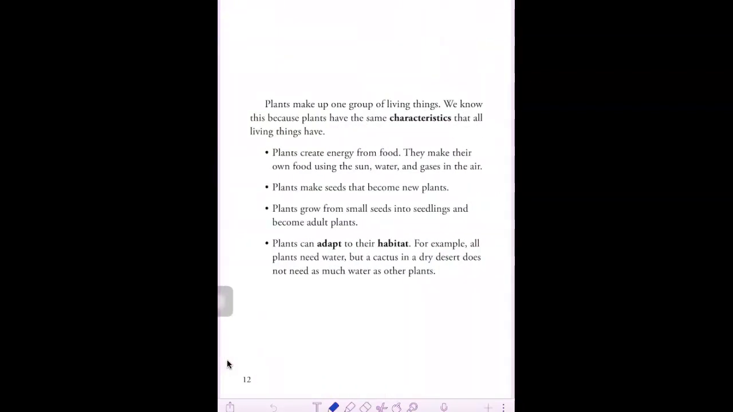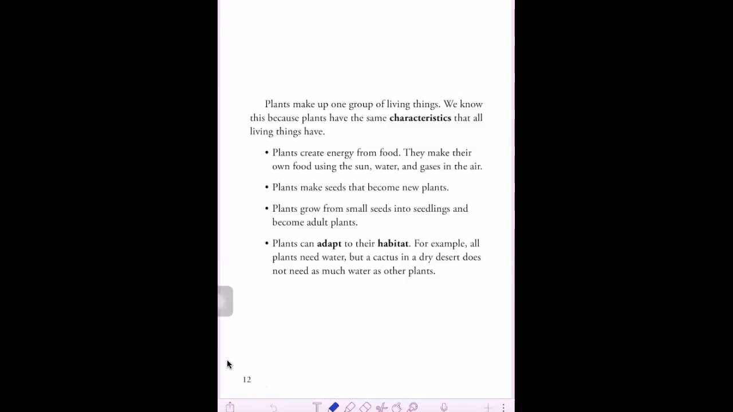Page 12. Plants make up one group of living things. We know this because plants have the same characteristics that all living things have. Plants create energy from food. They make their own food using the sun, water, and gases in the air. Plants make seeds that become new plants. Plants grow from small seeds into seedlings and become adult plants.